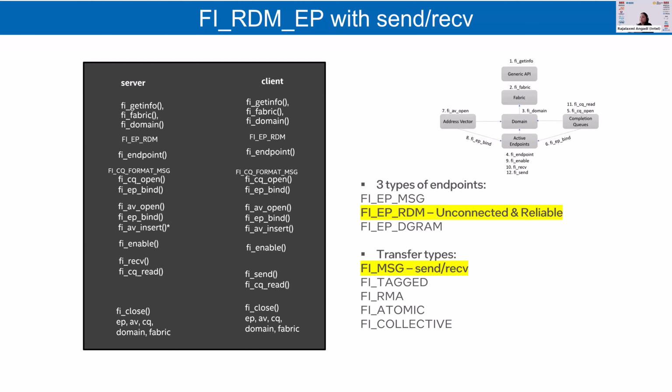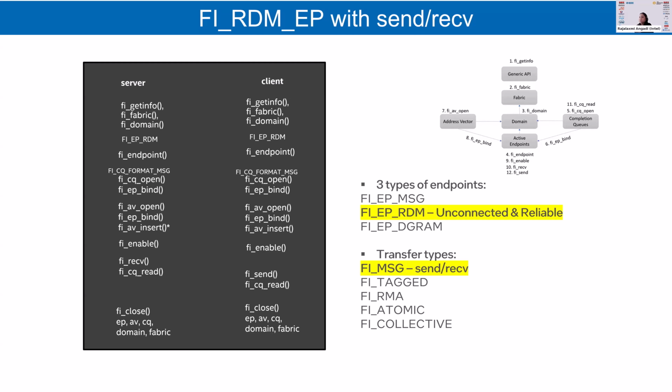Like we saw in the previous slide, this example also looks similar. First, it opens the Fabric resources and creates those resources using FI fabric and domain, and then the RDM endpoint is created. Notice that we have specified the endpoint to be FI EP RDM here. We can use this with different providers like, again, TCP or verbs via utility provider, and it can run on the hardware supported by these providers. FI send and FI receive are again used to transfer the data here.